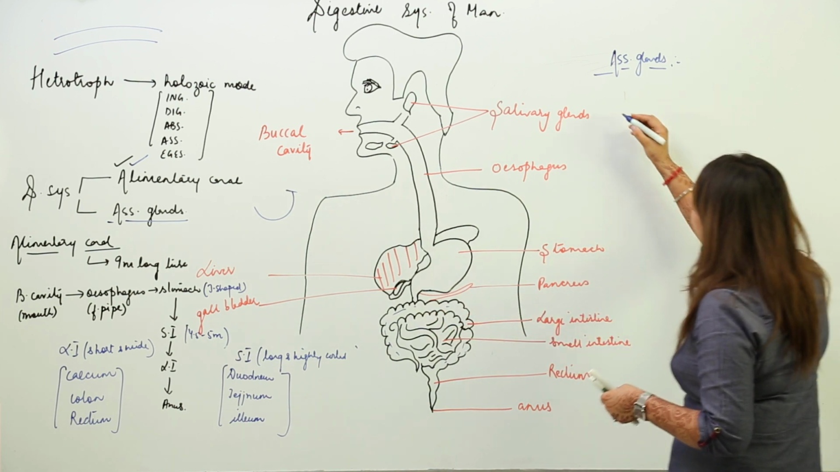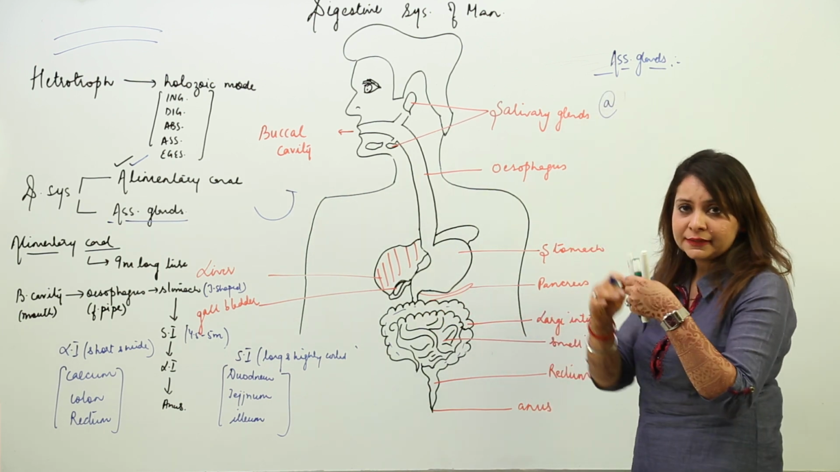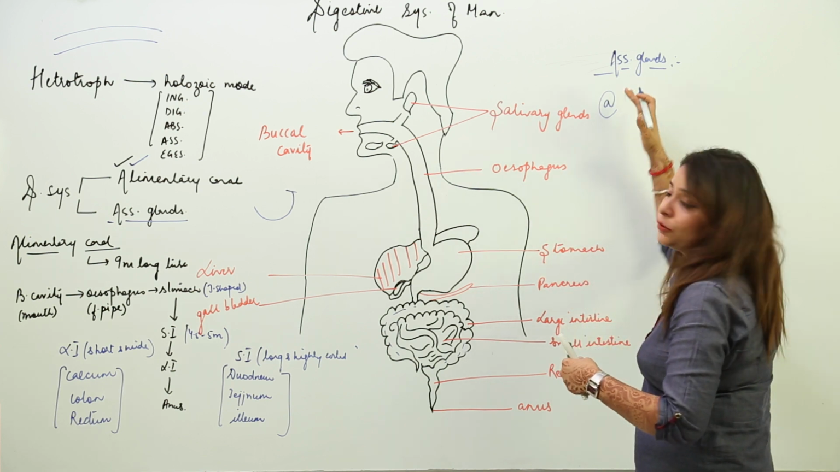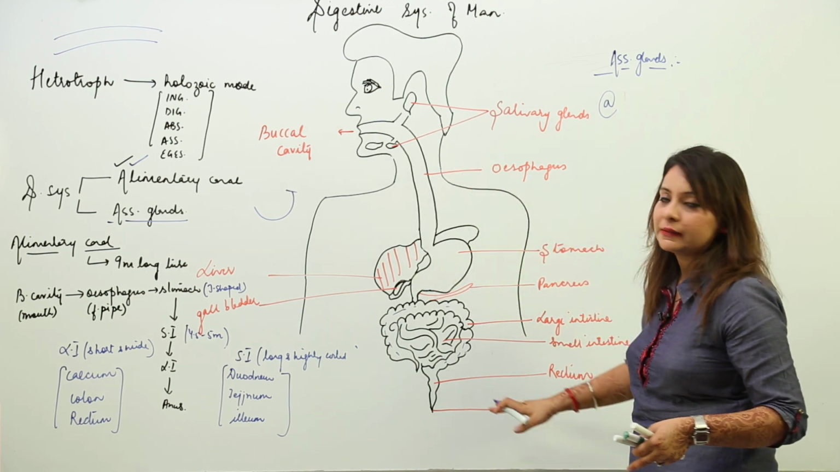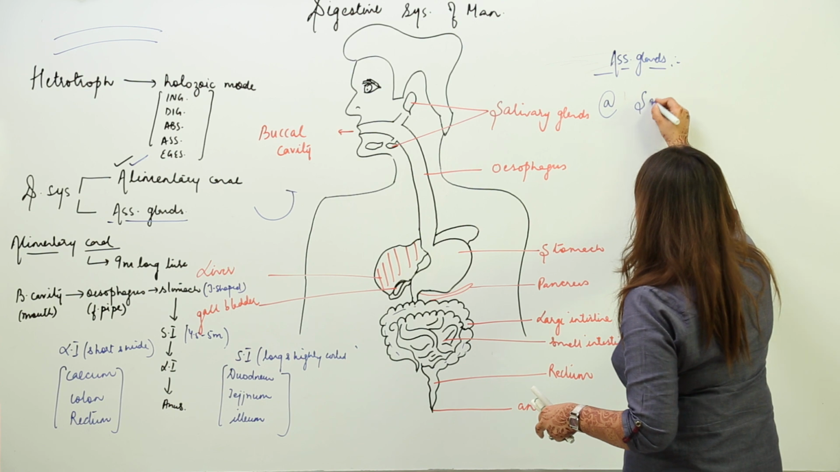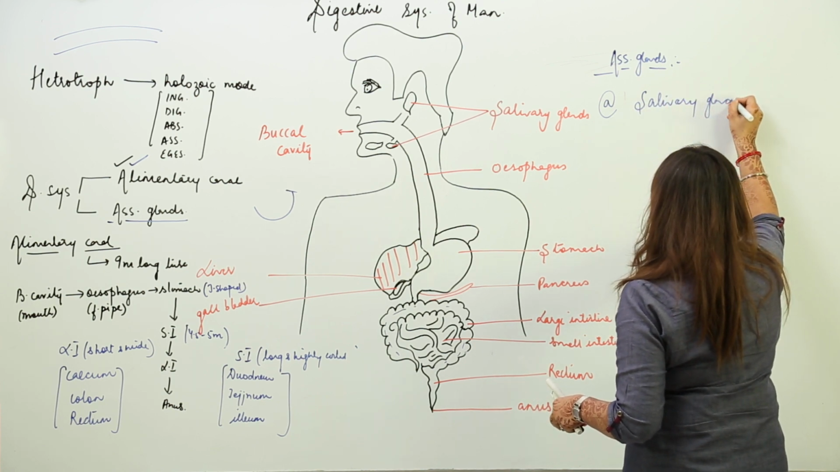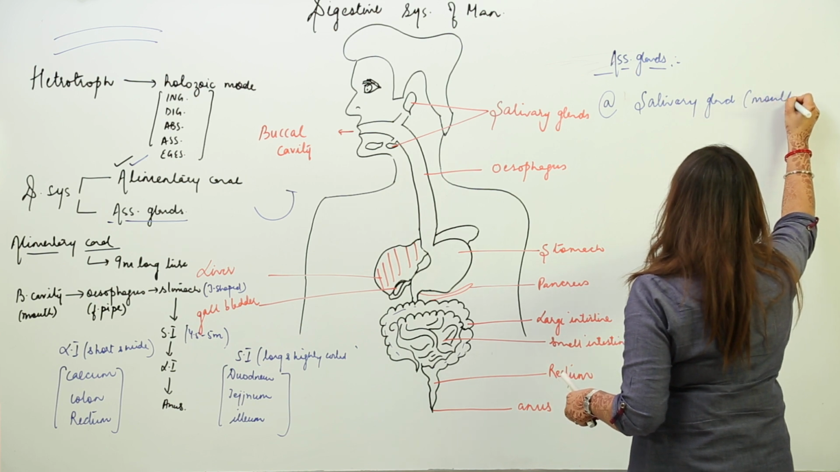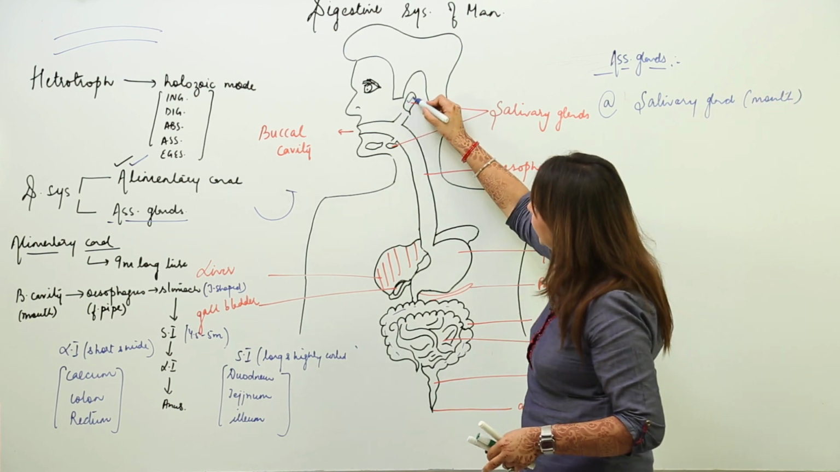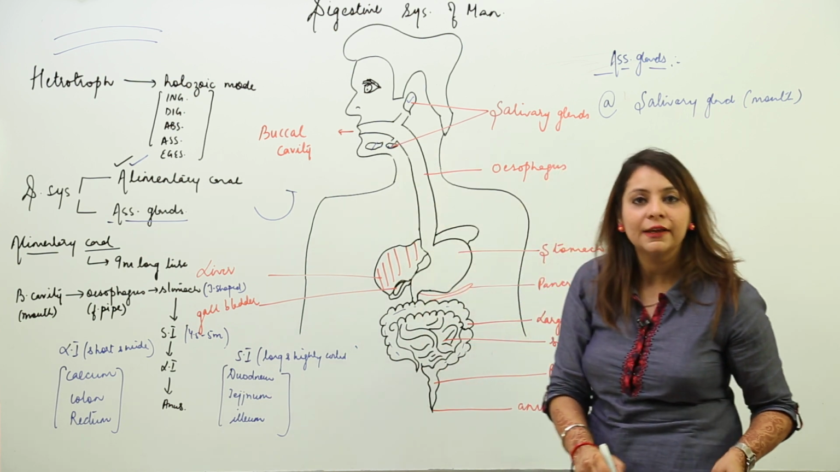So the first gland which occurs in the body, I'm just trying to sum up these glands in the order they are present. So the first gland is the salivary gland, which is present in the mouth. You can see that this is the salivary gland. These are the salivary glands.